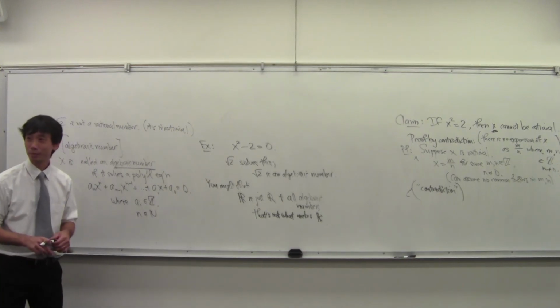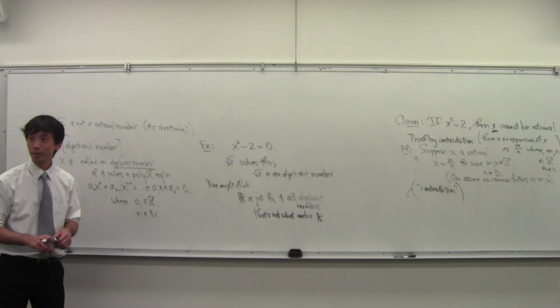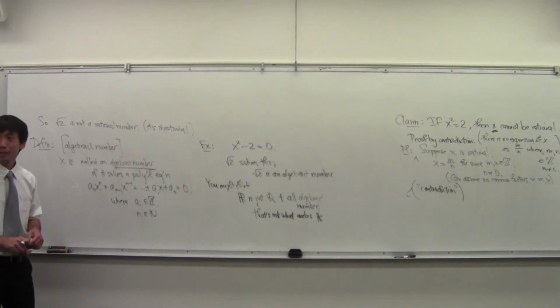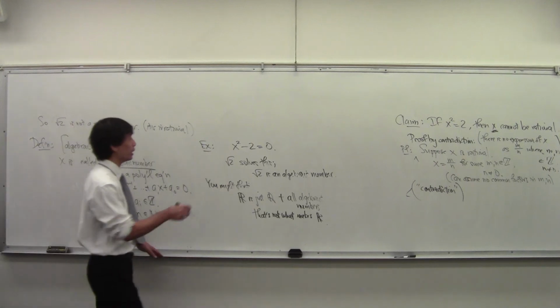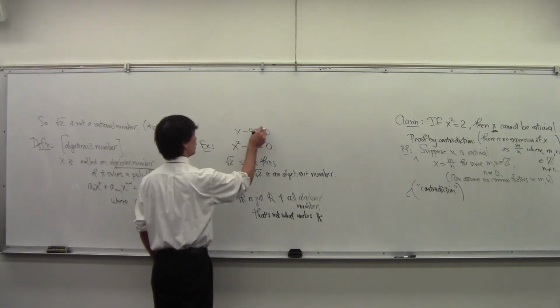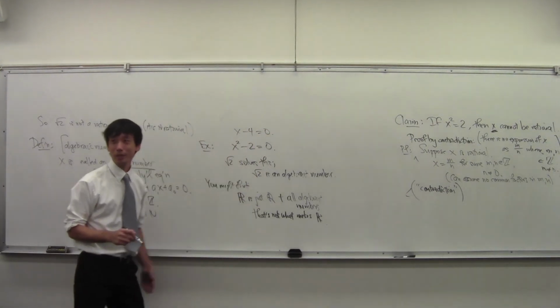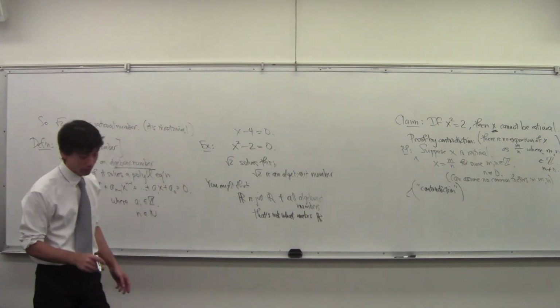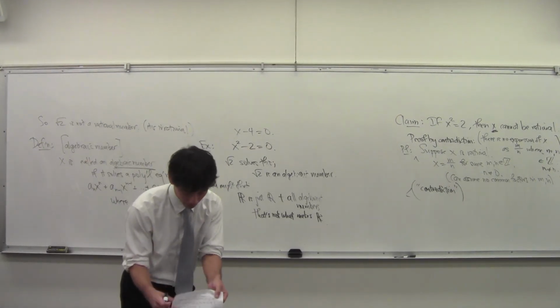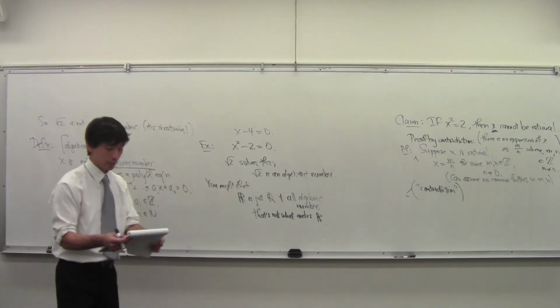Yeah, Nick. Can algebraic numbers exist within Q as well? Like, could you have 4 as an algebraic number? Yeah, sure. Certainly, x minus 4, right? So 4 is an algebraic number. Okay.